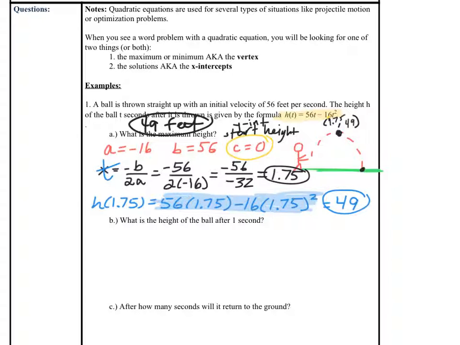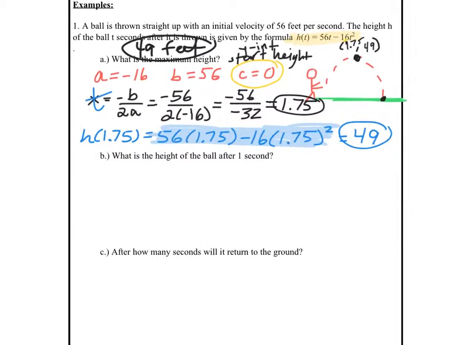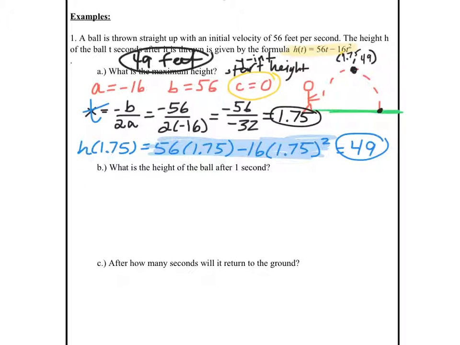Okay. We're going to do the next problem all together. The last part here, you're going to kind of do on your own. What's the height of the ball after 1 second? So this one is not asking for the maximum or the x-intercept. Where do I put that 1 second? T, for time. So we are going to take our equation, and we're going to plug in 1 for t.